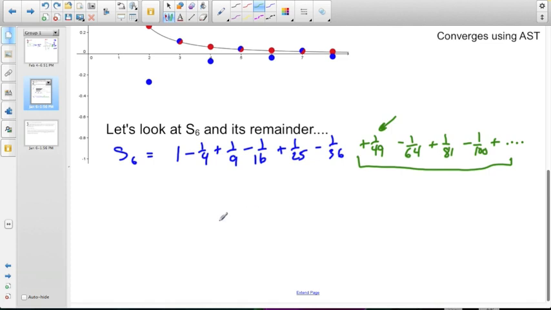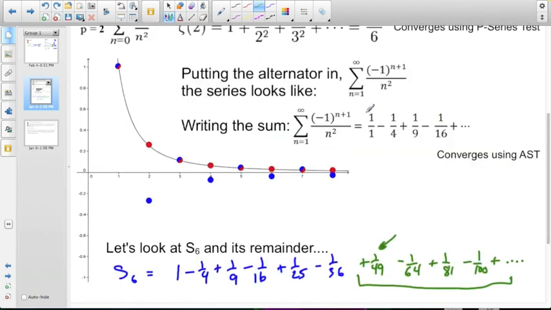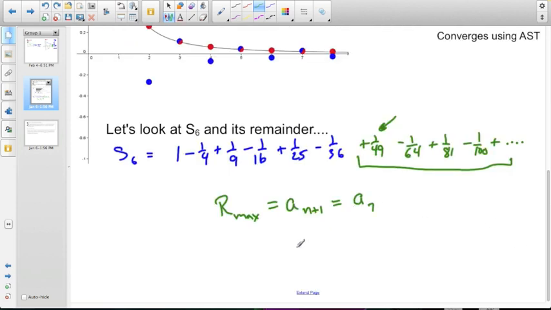So the maximum remainder has to equal that a sub n plus 1 term. For this one, the maximum remainder has to be a sub 7, and we just plug in 7 here. Let me qualify this in a second. It's going to be minus 1 to the 7 plus 1 over 7 squared.